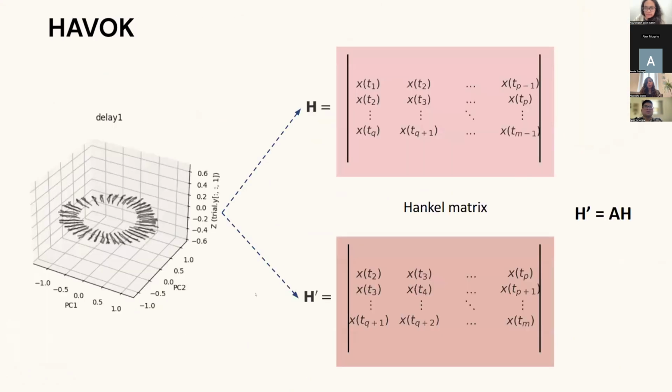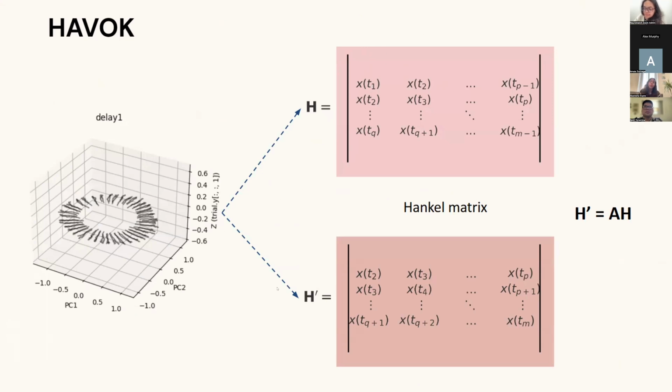So HAVOK looks like this. We have a system evolving in time. We characterize the system in snapshots. Each snapshot becomes a column of this matrix. This is a Hankel matrix, but we can just think of it as a delay embedding matrix. Each column is a snapshot. You can see a snapshot starts at time t1 and goes until tq here. And we have as many snapshots that go from t1 until tp minus 1.